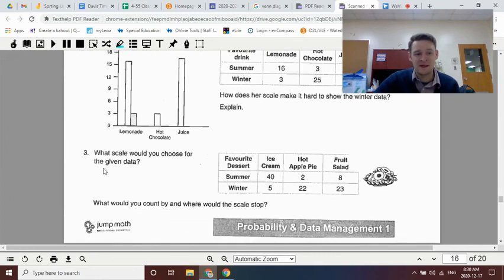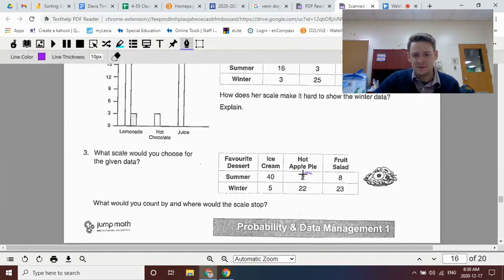And the last one here says, what scale would you choose for the given data? So we have data that ranges from 2, and the highest number is 40. So that's really what you want to look at when you're choosing your scale. What's your smallest number? What's your biggest number? And here it's asking you, what would you count by? And where would you stop the scale?